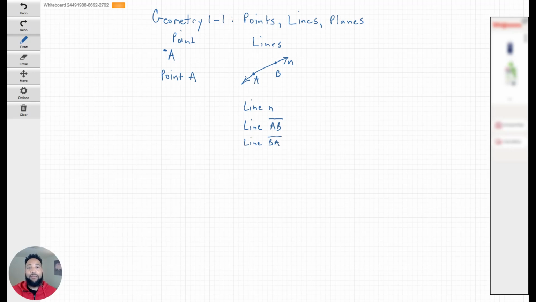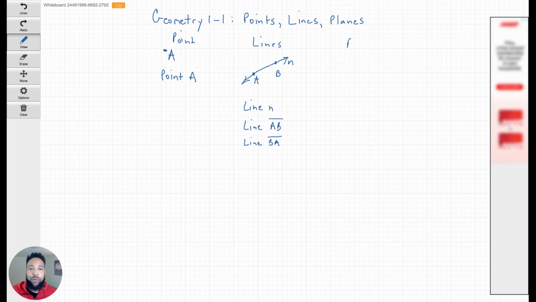So just to recap, a line is drawn with a straight line, arrowhead at each end. Give it a lowercase letter to name it. Or you can name it with 2 points on the line, at least 2 points on the line, in this case, which are A, B.